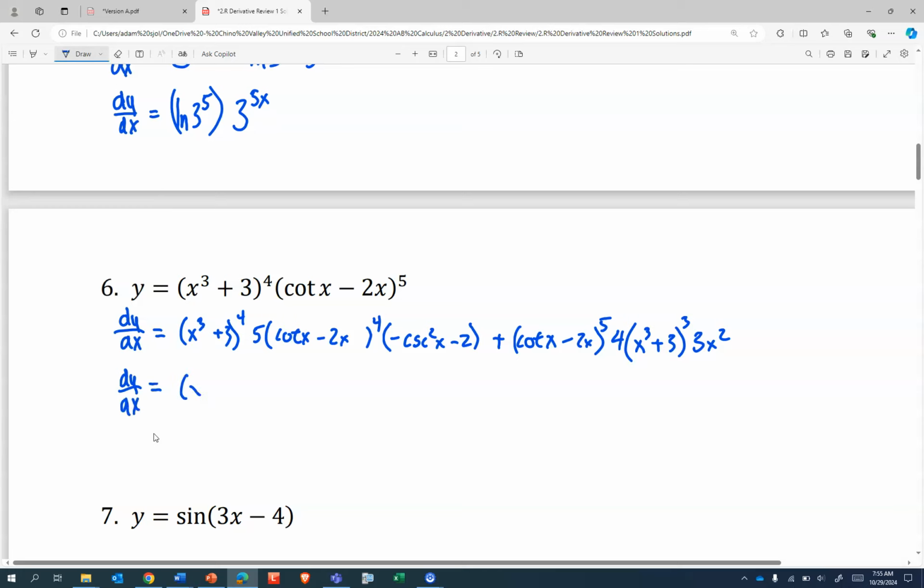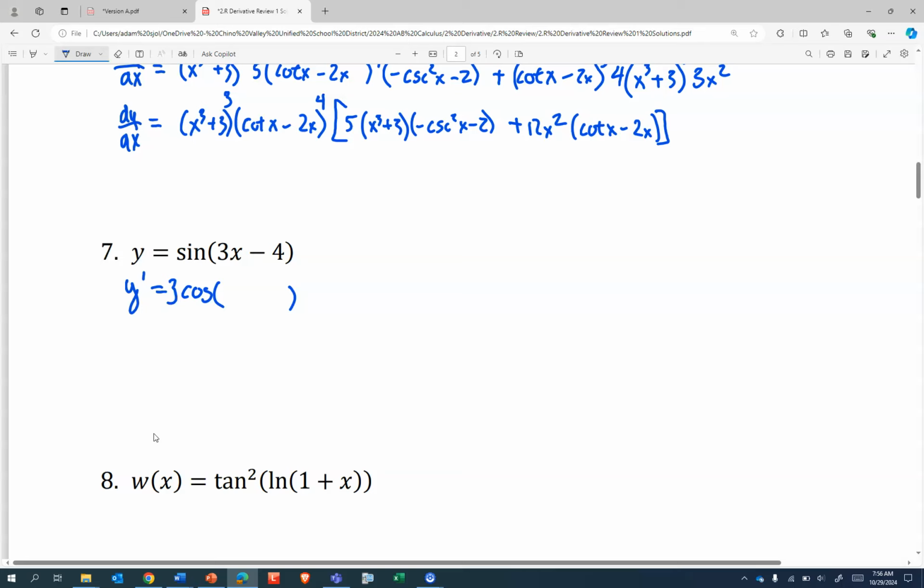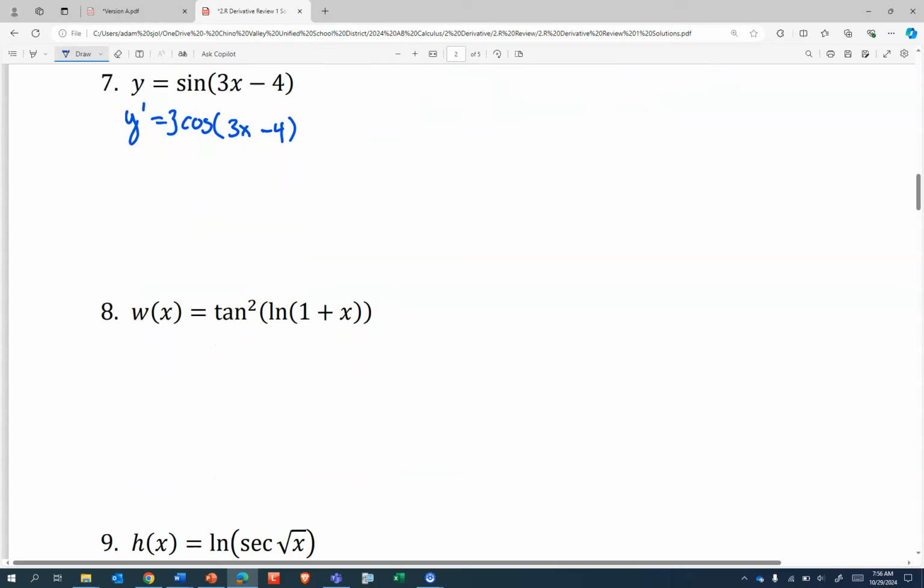And then an easy one. Pretty straightforward. Derivative of sine is cosine. And we just have to do a chain rule on that input 3x minus 4.